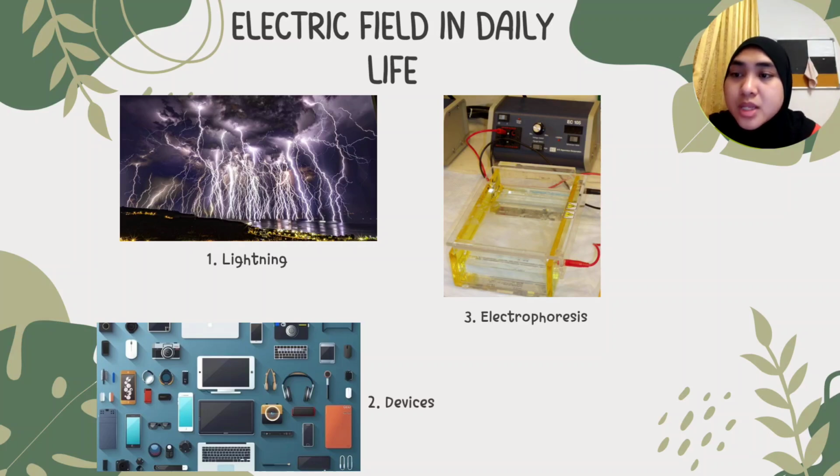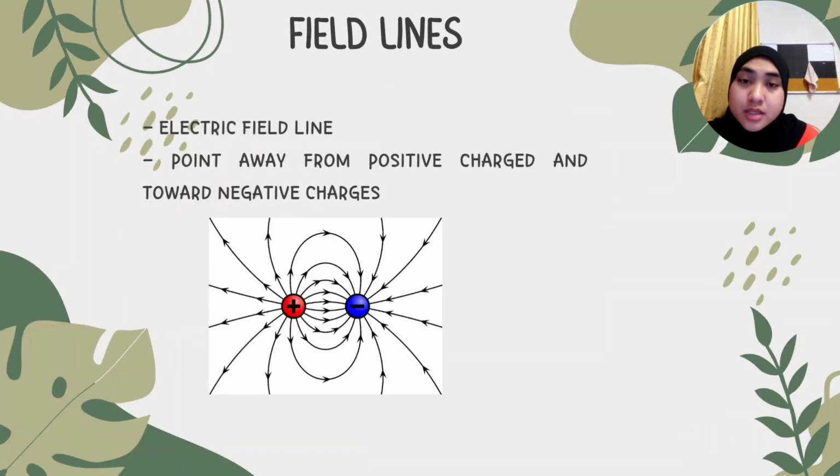electrophoresis. Electrophoresis has uses in medical and scientific laboratories. Electrophoresis employs an electric field to separate molecules like DNA or protein based on their charge and size. So electrophoresis is more in the medical field. And then we continue to the field lines.